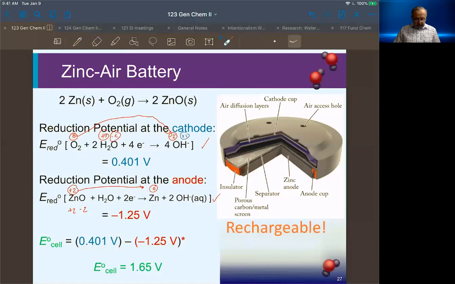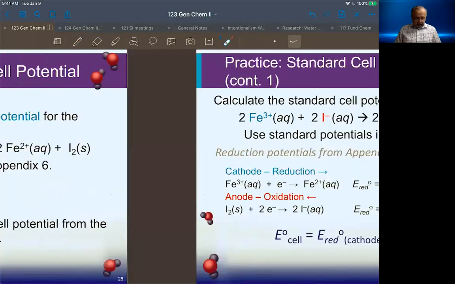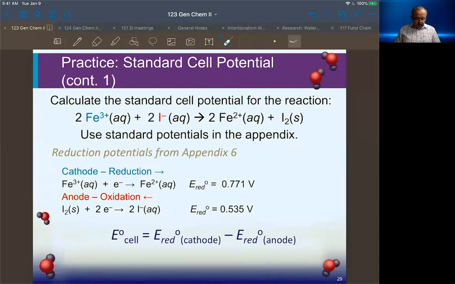And this minus sign is just to account for the fact that this reaction is going backwards from what is stated here. And then I get the voltage for that cell. So again, when you have the reduction equations, notice that the anode, the oxidation, the one with the lowest value, in this case this one, is going to go backwards. And that's what this arrow is telling you.